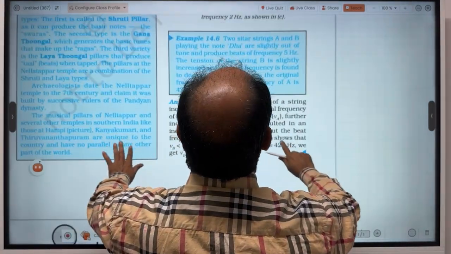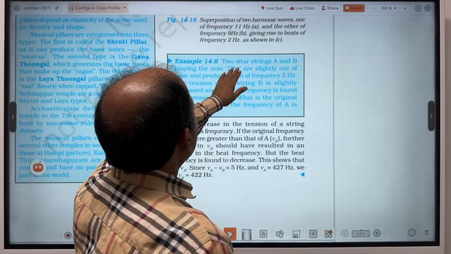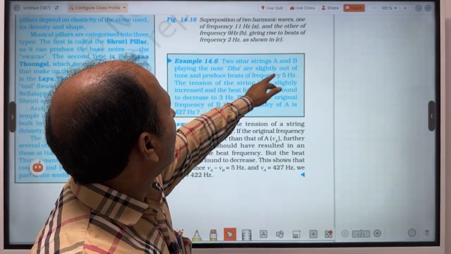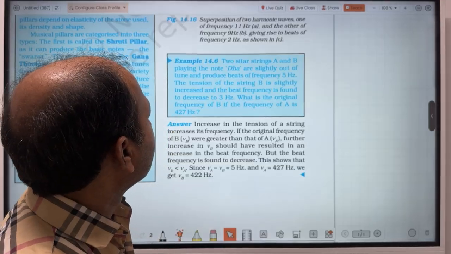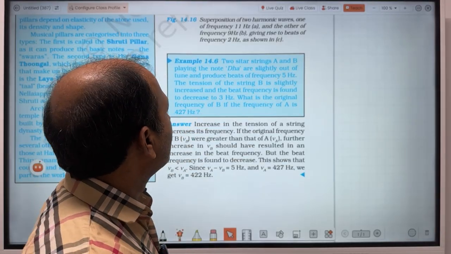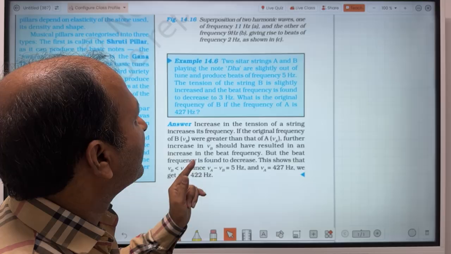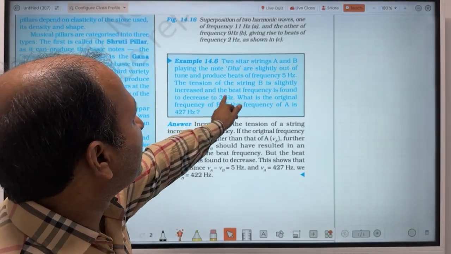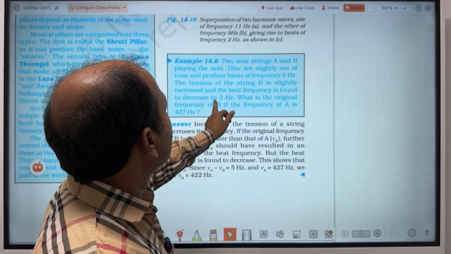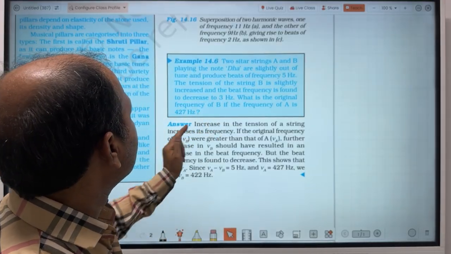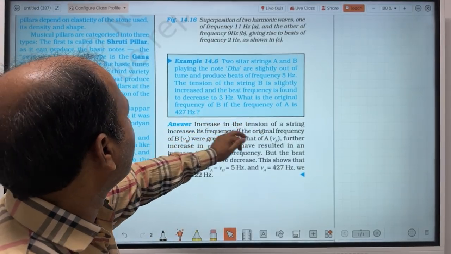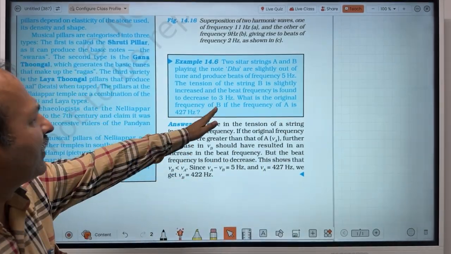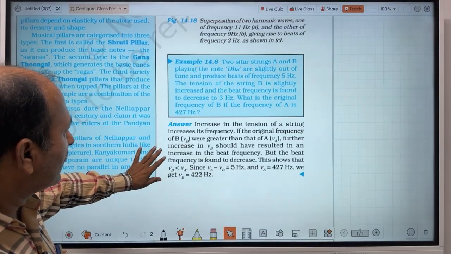Now, we are going to see a question. Two sitar strings A and B playing the note dha are slightly out of tune and produce beats of frequency 5 Hz. So it means they differ by 5 Hz. The tension of the string B is slightly increased and the beat frequency is found to decrease to 3 Hz. What is the original frequency of B if the frequency of A is 427 Hz? So it is decreasing, so it's obvious it will be reduced by 5.